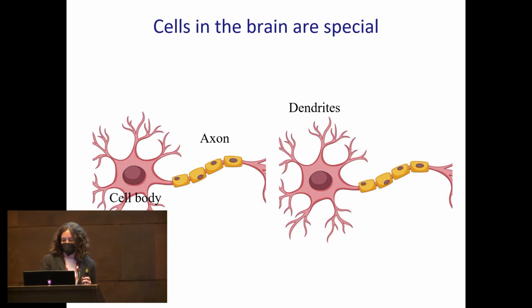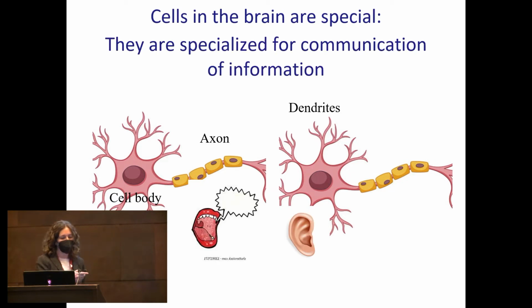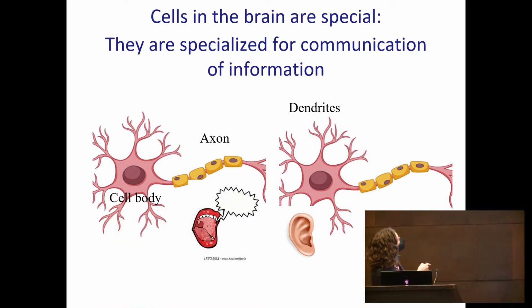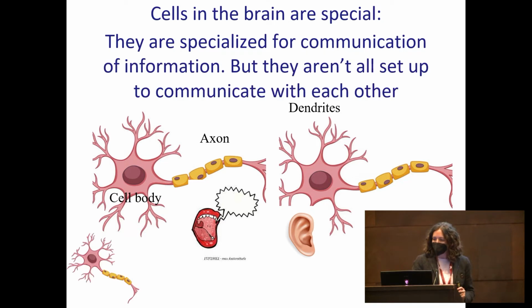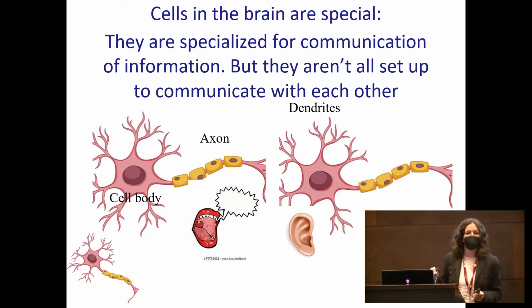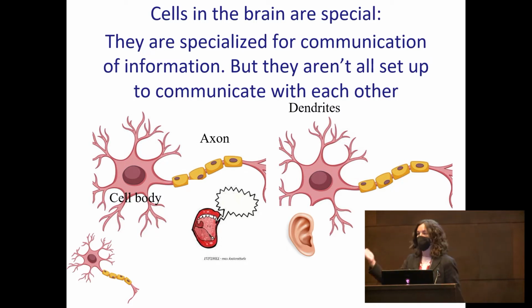How do cells communicate? Well, it's almost like having a conversation. It's the job of the cell body to think of what to say. It's the job of the axon to talk, and it's the job of the dendrites to listen. And in order for one axon to talk to some dendrites, the axon has to be in close physical proximity to the dendrites, which means that, and this is an important point, they're specialized for communication of information, but they aren't all set up to communicate with each other. Not every neuron, which is what these cells in the brain are called, can talk to all other neurons.